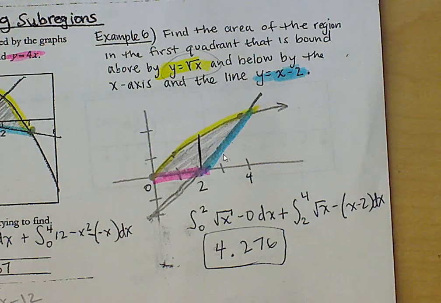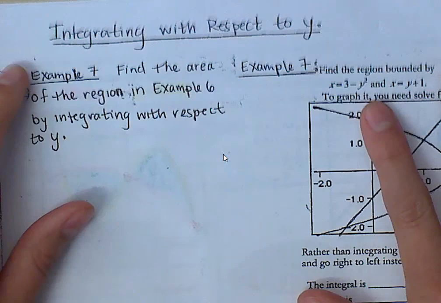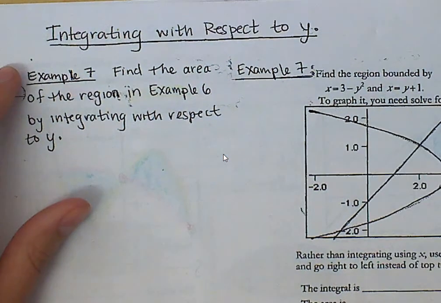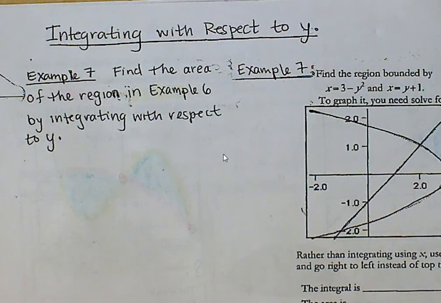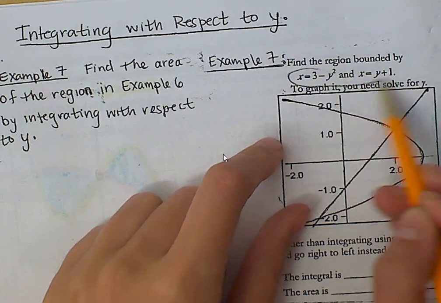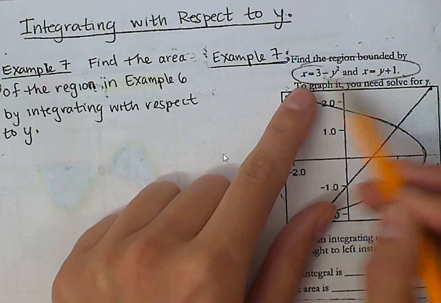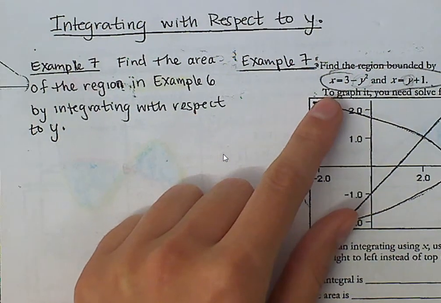Then one more example. So this example is integrating with respect to y. In all our other examples, we've been integrating with respect to x, which has been when we've used the upper minus lower. But when you integrate with respect to y, so for instance, we have these equations that are solved for x, the variable is y.